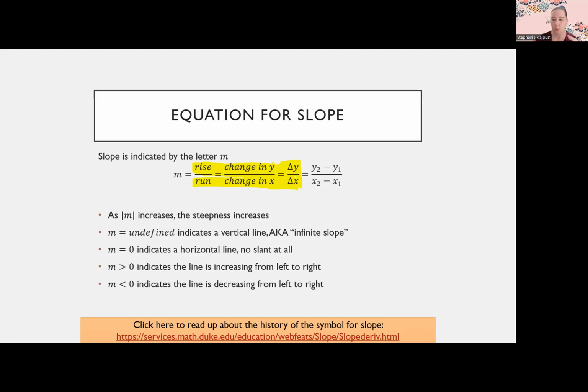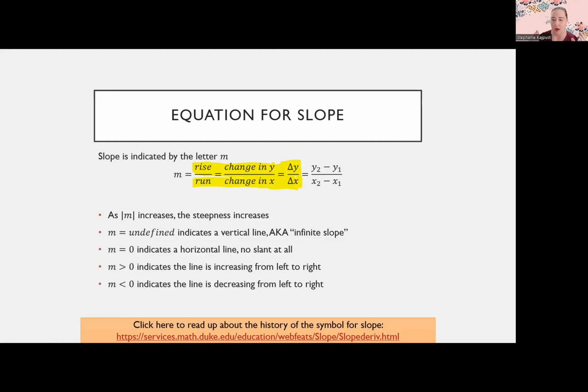And so y is always going to be on top in your slope. A lot of people will get confused about which one's on top, which one's on bottom. It's always rise over run. The y is on top. So if you get it reversed, your slope is going to be the opposite, the reciprocal.